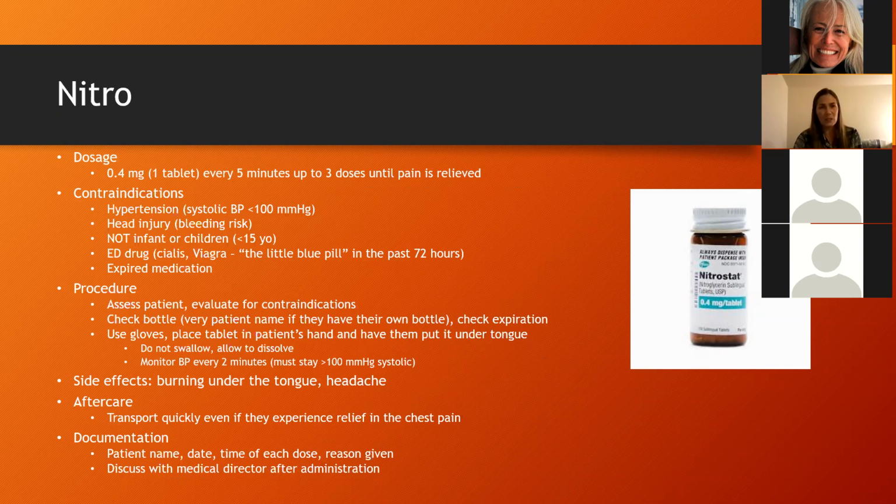If they've recently, in the past 72 hours, taken an erectile dysfunction drug such as Cialis or Viagra, they may often refer to it as the little blue pill. And then always check expiration with medication.